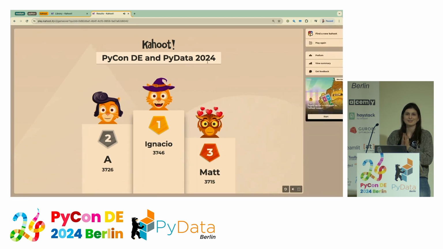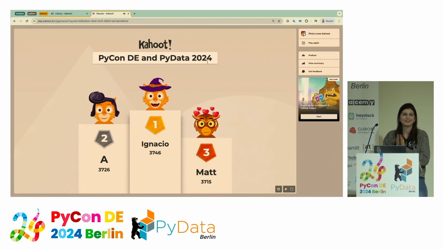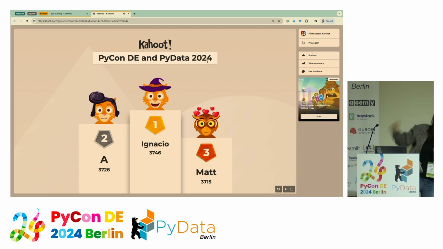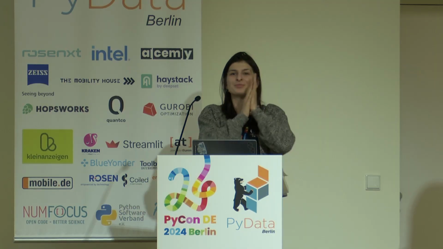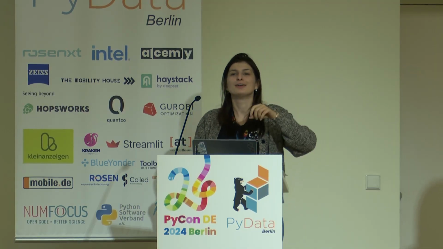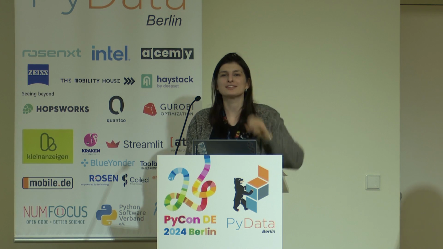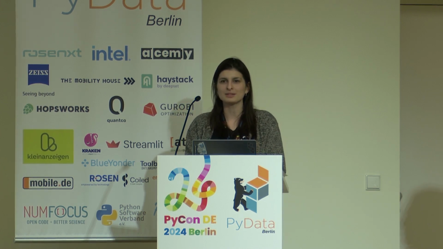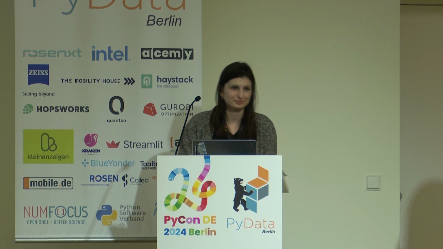So let's check our winners, and we know Ignacio is the first one. Who is that? Can you show? Maybe he is online. Ignacio, are you here? Raise your hand. Ah, you are here. Great. We will ask you later. After that, we have A. Okay, great. You will give the next talk on Python, ladies. It's your prize. And after that, we have Matt. Matt, are you here? Great.